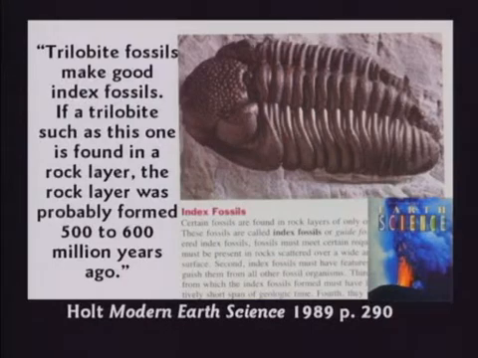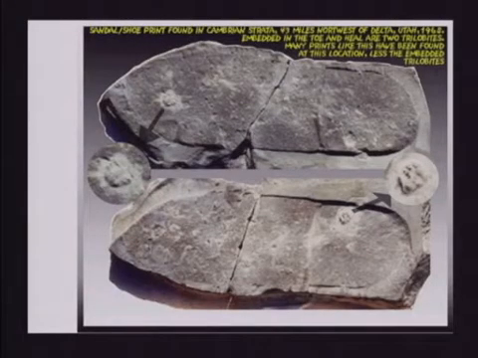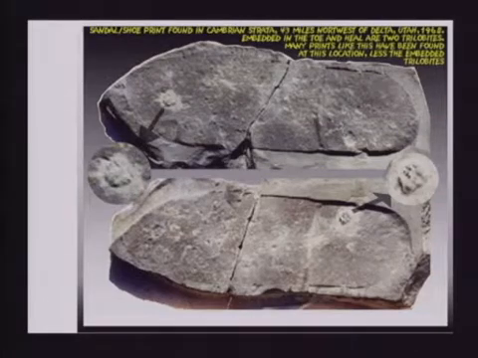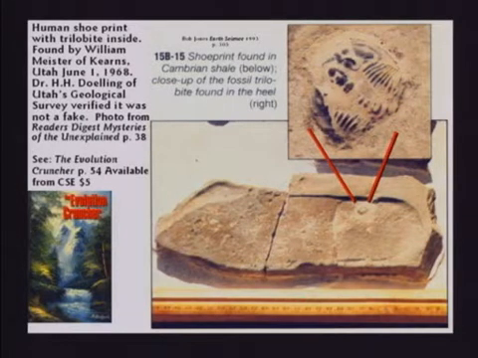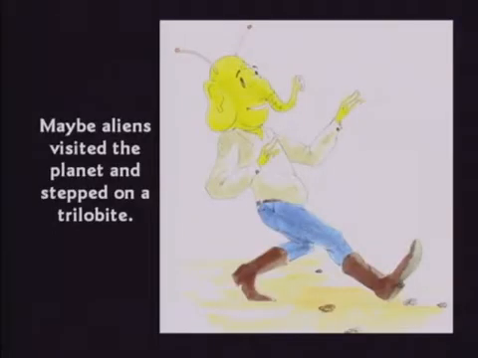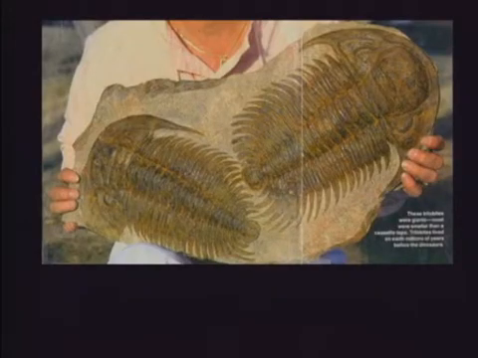Precisely my point. This textbook shows the kids a trilobite. And it says a trilobite's a good index fossil. If you find a trilobite, it probably lived 500 to 600 million years ago. I don't think so. Somebody found a human shoe print where the guy had stepped on and smashed a trilobite. They asked geologists all over, how could a human step on a trilobite if trilobites lived 500 million years ago? One guy said, well, maybe aliens visited the planet 500 million years ago. Hey, those aliens will do it every time. Another guy said, maybe there was a large trilobite shaped like a shoe that fell on a small one. Well, hey, there are some big trilobites, okay, but they're not shaped like a shoe.